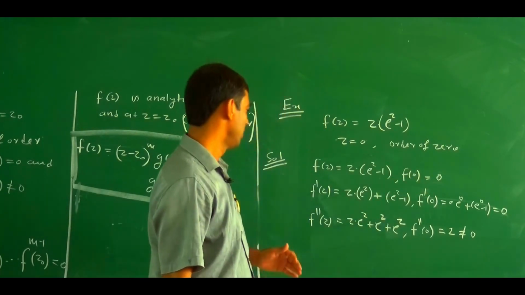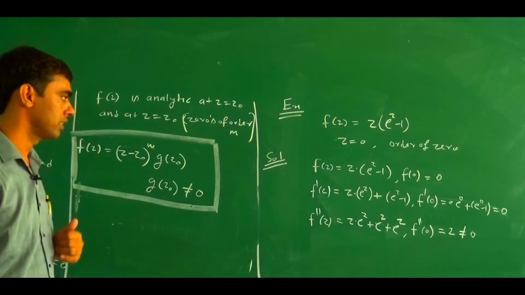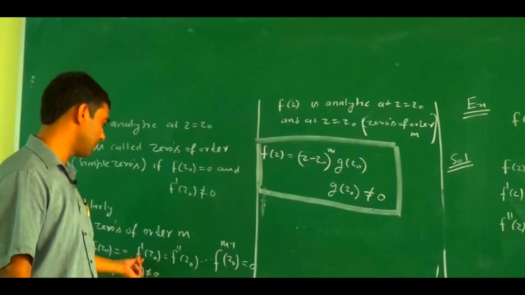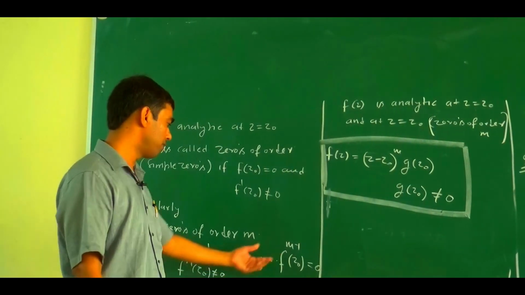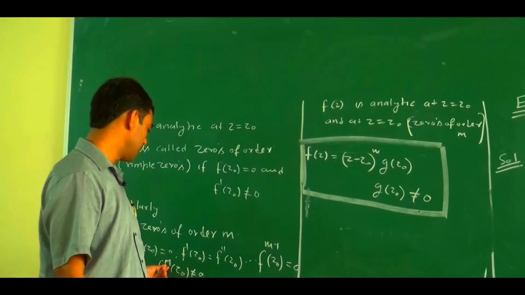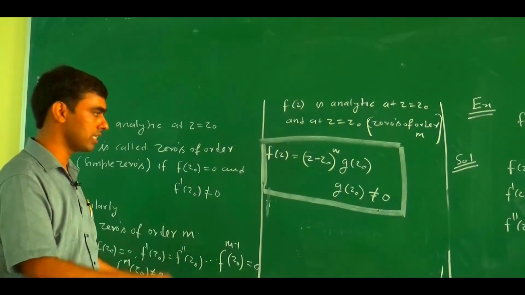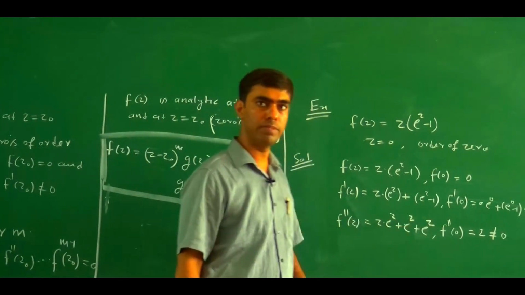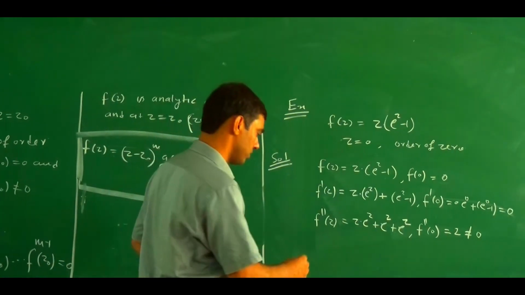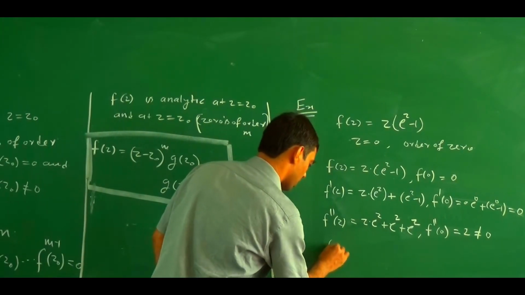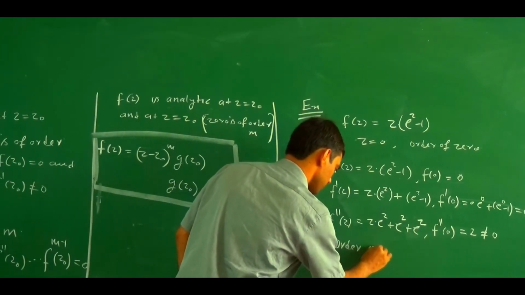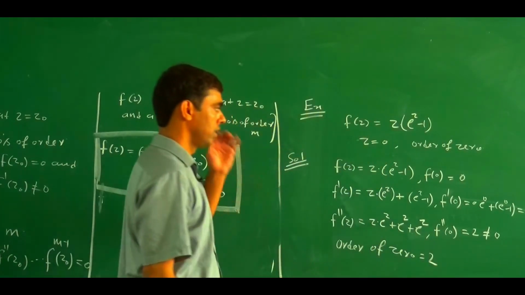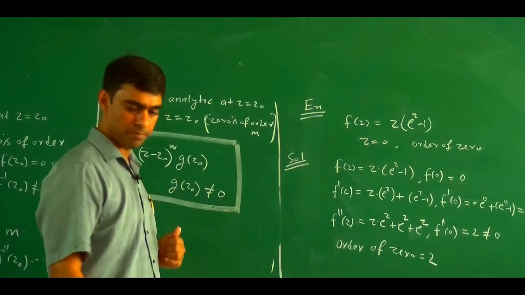Now if we try to write in this form, by the definition, f(z0), f'(z0), f''(z0) up to f^(m-1)(z0) equal 0 and f^(m)(z0) does not equal 0. In this case, what is the value of m? The value of m is 2. So what is the order of the zero? The order of the zero equals 2.